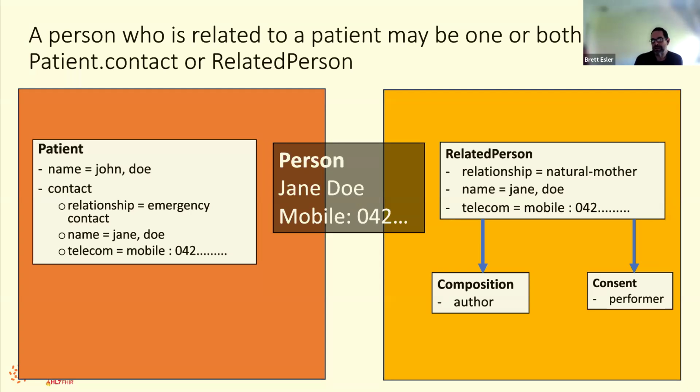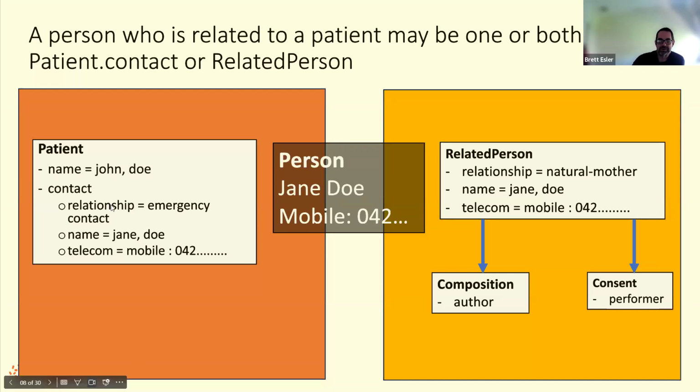In the related person definition, we have the ability to say, for this patient, there's a relationship. Jane Doe is related to the patient. They're the natural mother of the patient, and the contact details are here in the related person. So that's recording that mother relationship, and referring to the patient that way. That's capturing essentially the existence of that relationship.